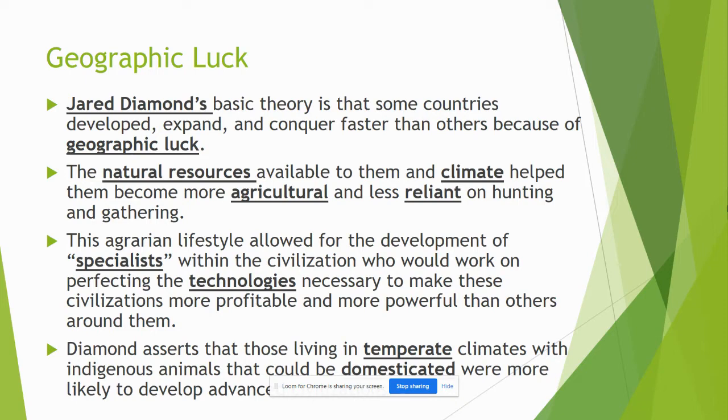So again, this theory of geographic luck looks at how some countries and regions were able to develop faster than others because they had access to natural resources like fertile soil and waterways, climate, temperate, not too harsh, and that they have large animals living in their region that they could domesticate or train for human purposes to help with farming.